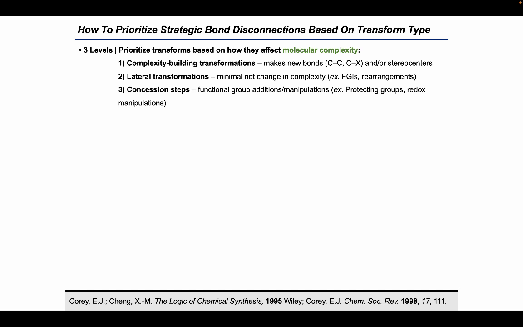The third and least desirable class of transforms are concession steps, which involve addition of functional groups not present in the final target, such as protecting groups, or redox manipulations, which add steps without increasing the overall molecular complexity. These transforms should only be used as a last resort and whenever possible circumvented or removed.